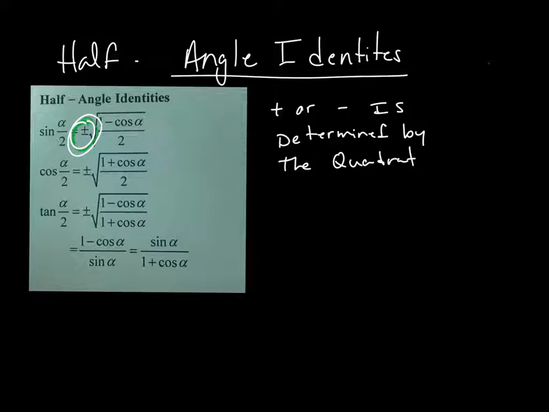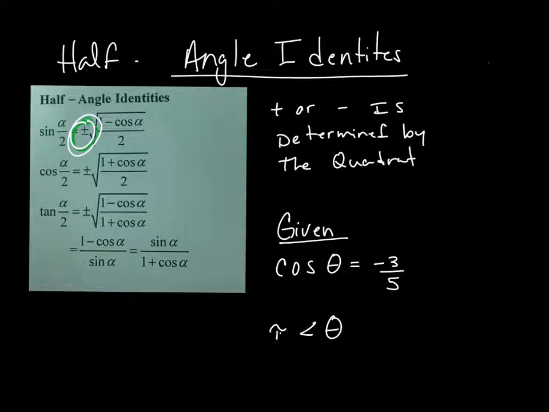All right, so everything we're going to be doing in this video is going to be related to our given statement. My given statement here is that the cosine of theta is equal to -3/5. So I'm going to define this theta as being between pi and 3π/2. So let's go ahead and take a look at where that ends up.